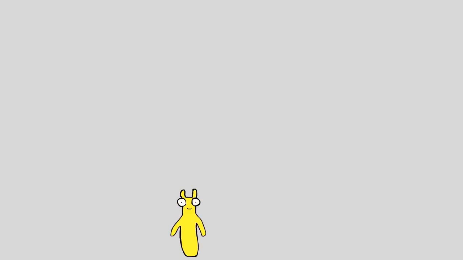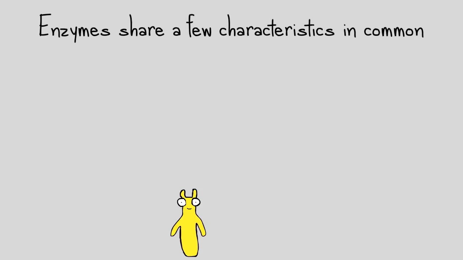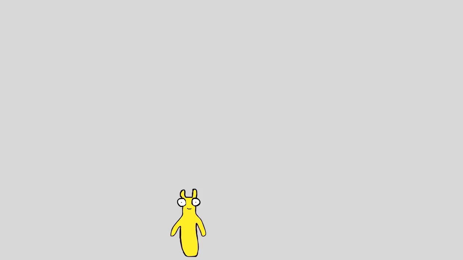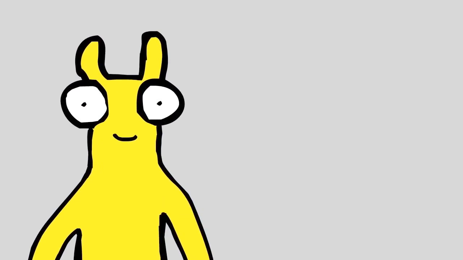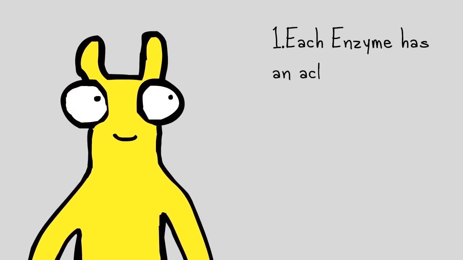Enzymes can appear very different, but they all share a few characteristics in common. Let's now take a look at what these are. Number 1. Each enzyme has an active site.